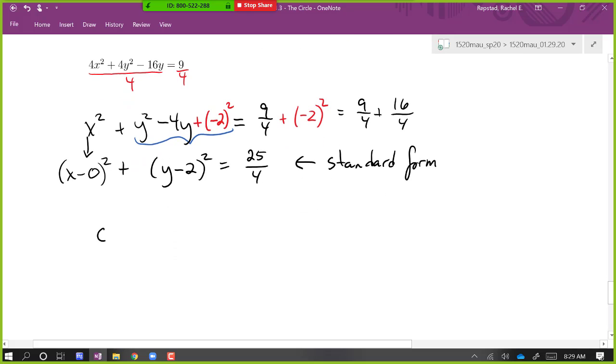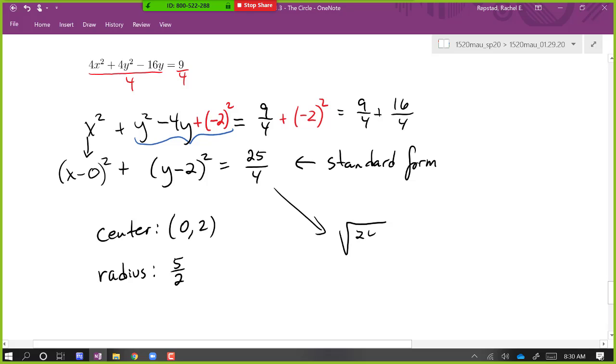What is the center? And the radius? 5/2, yeah. So I'm just going to mention explicitly, you got that, of course, by taking the square root of 25/4. And you were allowed to split up a radical over division. And so that gives us 5/2.